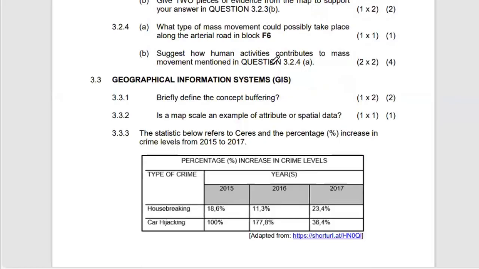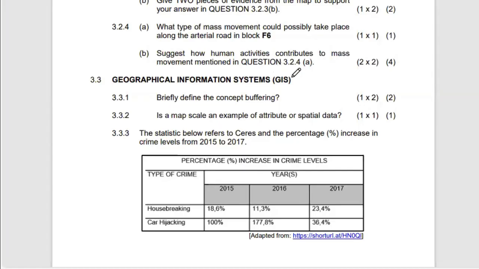What type of mass movement could possibly take place along the arterial road in block F6? Unfortunately, we cannot figure out where that block is because we do not have the map. But if you check the area and you see that it's gently sloping, we are likely to have mass movements like those slow movement processes. But if it's steep sloping, where contour lines are very close to each other, we are most likely to have mass movement processes like rock falls in those areas.